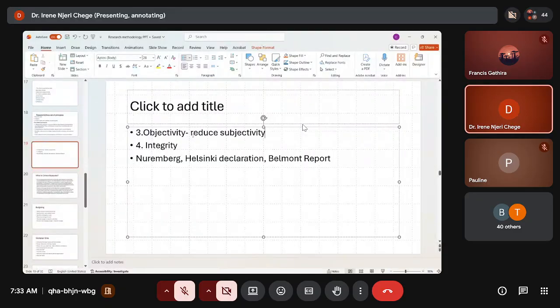Now, what is research bias? So reduce research bias. Now, what is this we're calling research bias? What is research bias? Anyone can, I gave you some reading material. Were you able to look at it? Anyone can give us some kind of explanation?